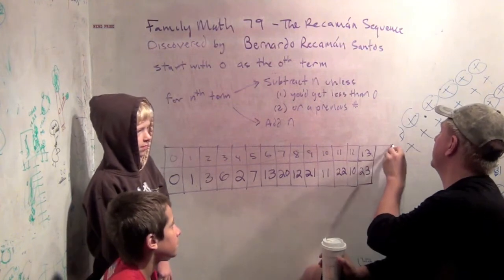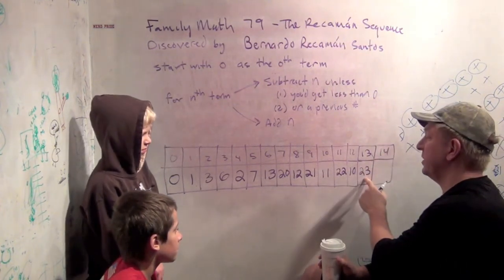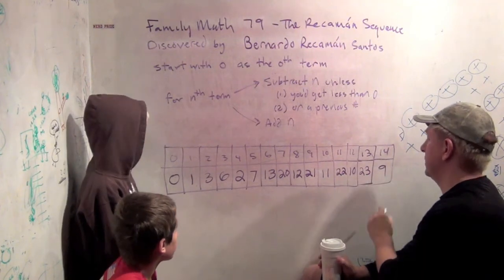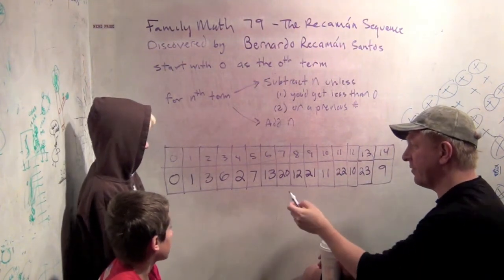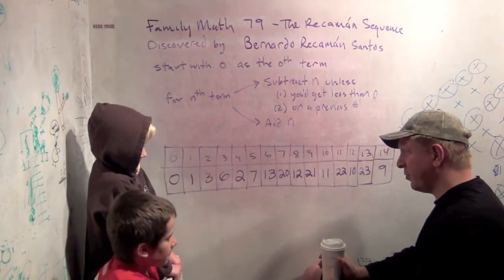Like our next one here is going to be 23 minus 14. That would be 9, right? Yeah. And we don't have it. Oh, hey, we just got our 9. Awesome. Awesome. So that's pretty neat, right?